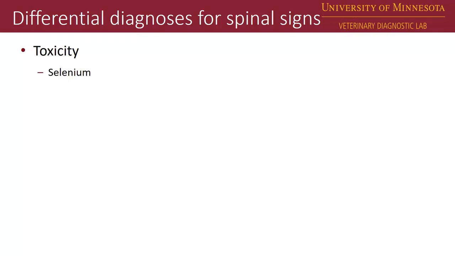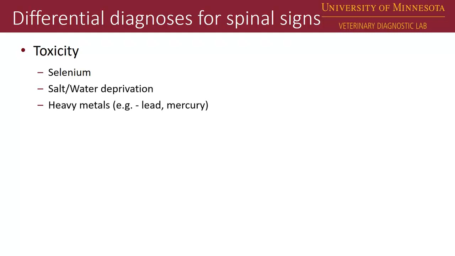One of the classic toxicities that's specific to the spinal cord or often manifests in the spinal cord is selenium toxicity. I have a case of that we'll talk about. Other toxins can have spinal cord-like signs, but often end up causing problems up in the brain as well.